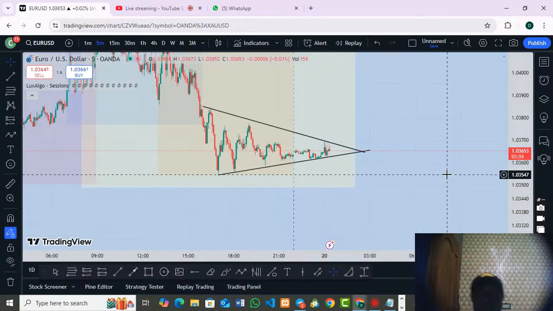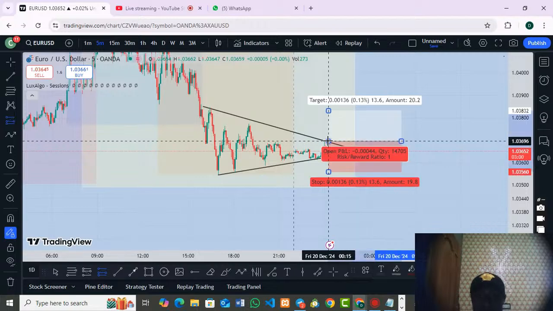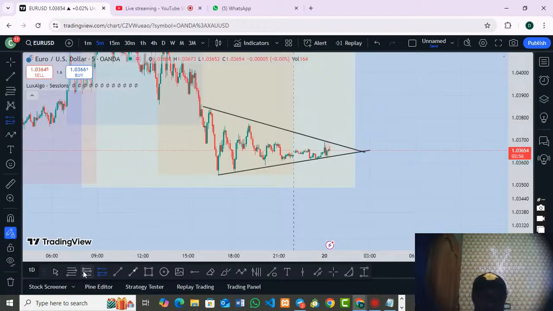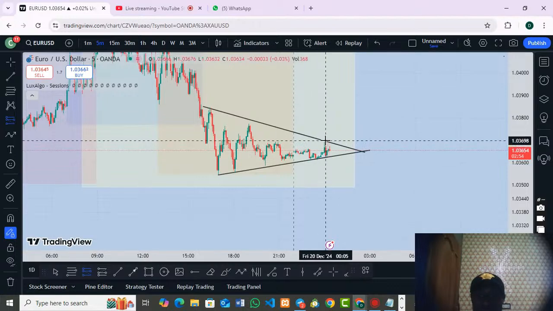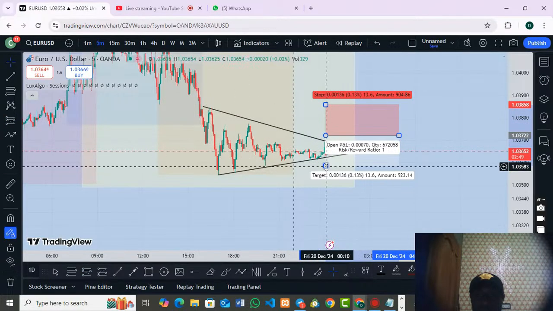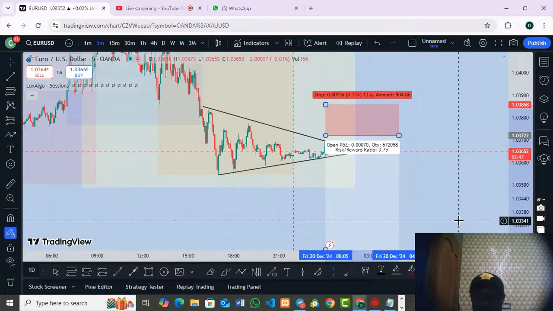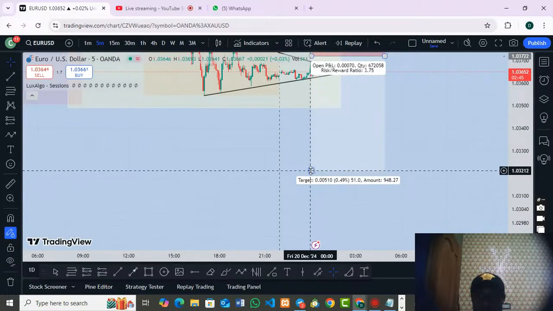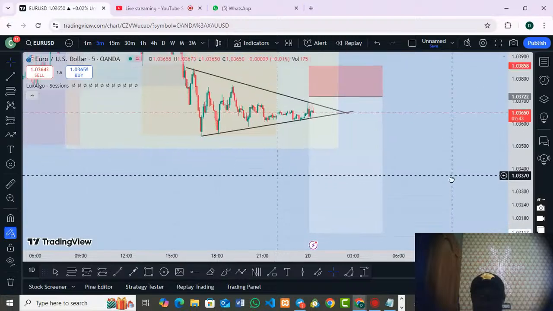So in this scenario, we are going to target for sales. You can put your stop loss over here. You're going to short Euro USD. Okay, let me delete this. You're going to short Euro USD over here. Price is going to continue the downtrend, the downward movement, just like this.